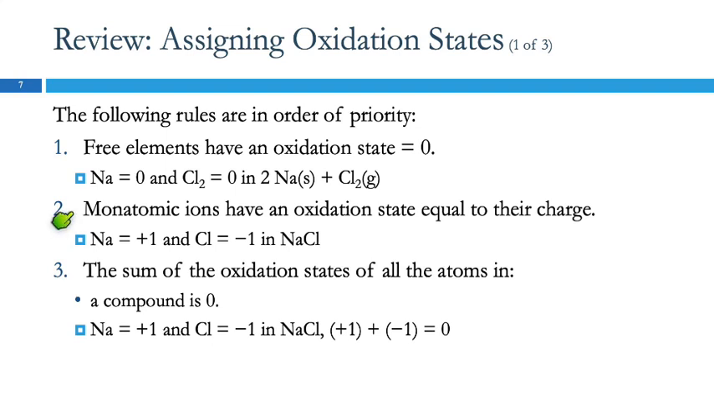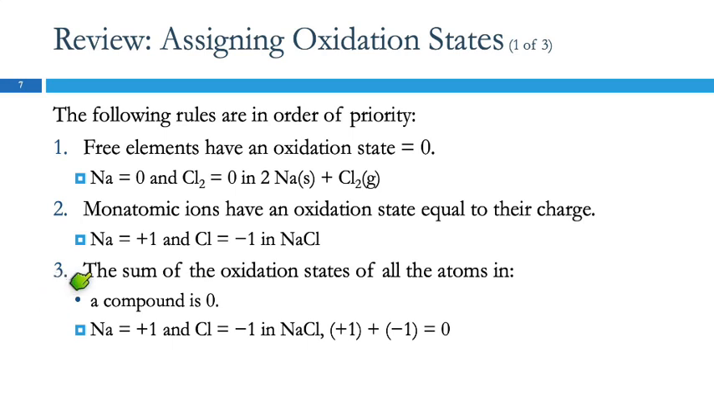A monatomic ion, that's a single atom like sodium or chlorine as an ion, the oxidation state is equal to their charge. So in NaCl, we know that sodium has a +1 charge. It also has a +1 oxidation state. Chlorine has a -1 charge, a -1 oxidation state. So far these are just matching together.